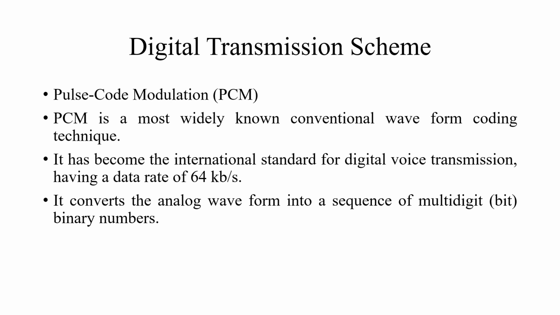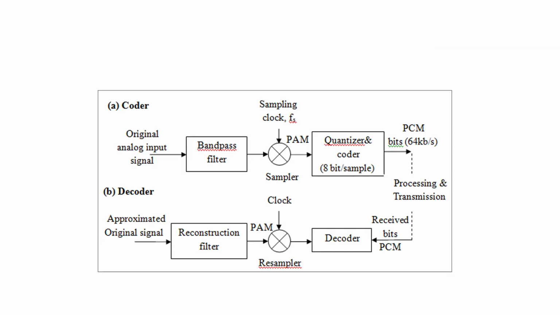Pulse code modulation is the most widely used method. It has become the international standard for digital voice transmission and it supports data transmission of 64 kilobits per second. It converts the analog waveform into a sequence of multi-digit or binary numbers. This is the basic block diagram of the PCM system.